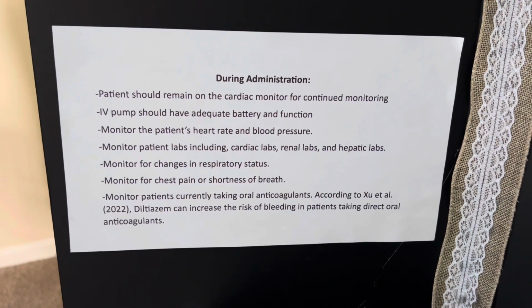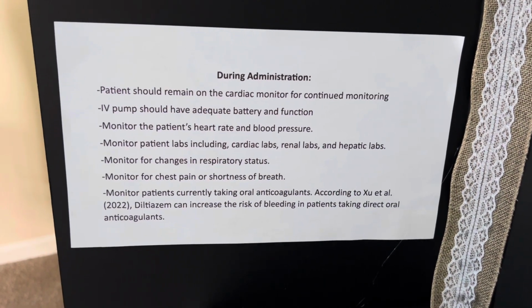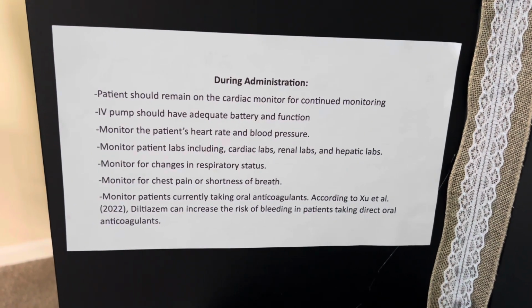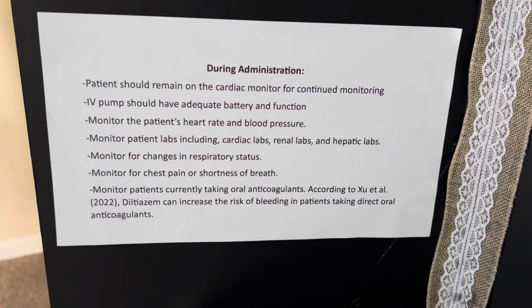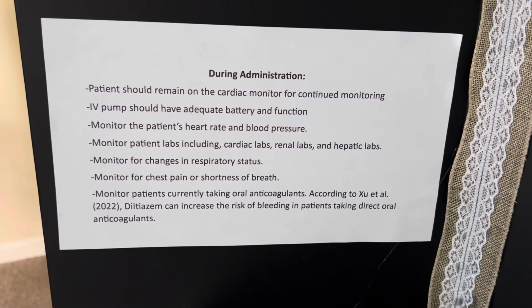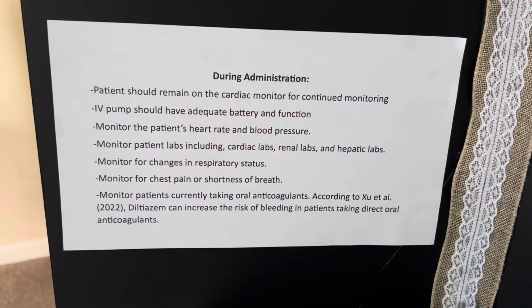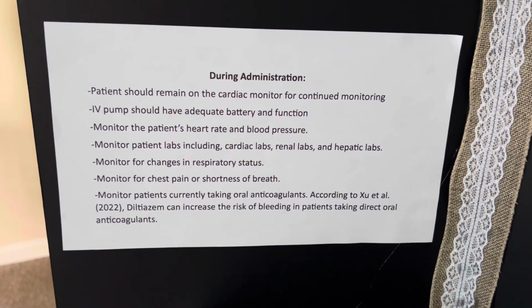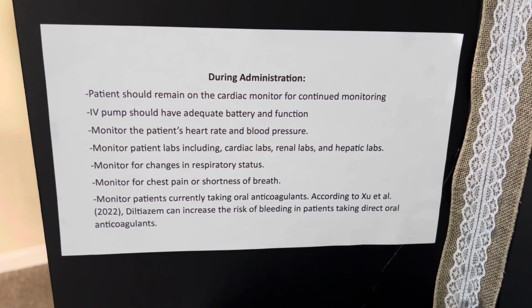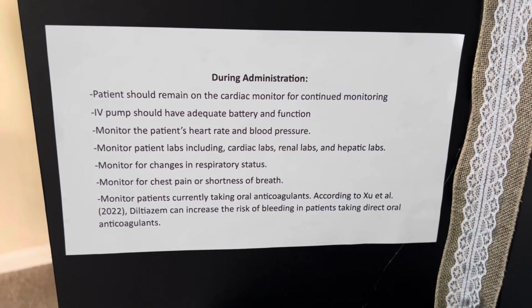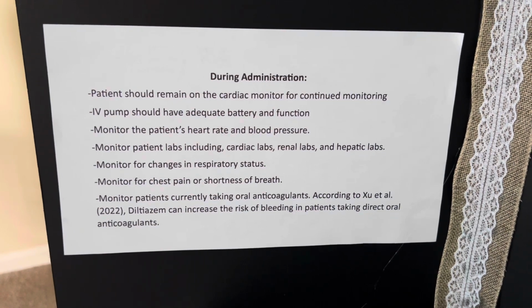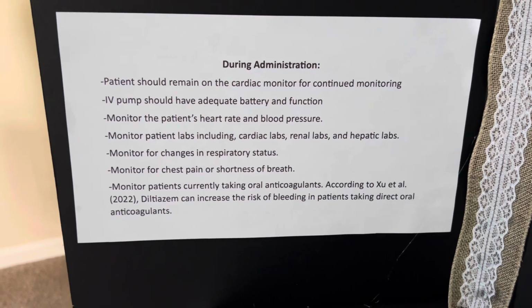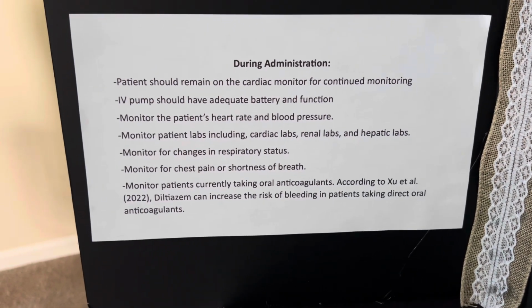Your patient's heart rate and blood pressure need to be monitored. Any labs that we draw or need to redo, we need to make sure we're doing that in a timely manner, such as troponin levels. We need to keep monitoring those repeatedly. Monitor your patient for changes in respiratory status, any signs of shortness of breath or chest pain. We need to know right away to notify the doctor. And if your patient is taking any oral anticoagulants, we need to monitor them as well, because they'll be at an increased risk for bleeding.